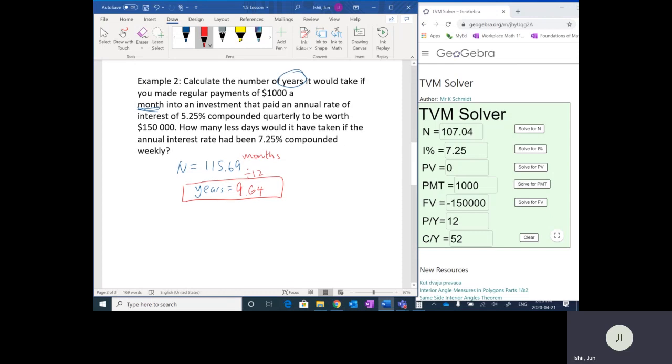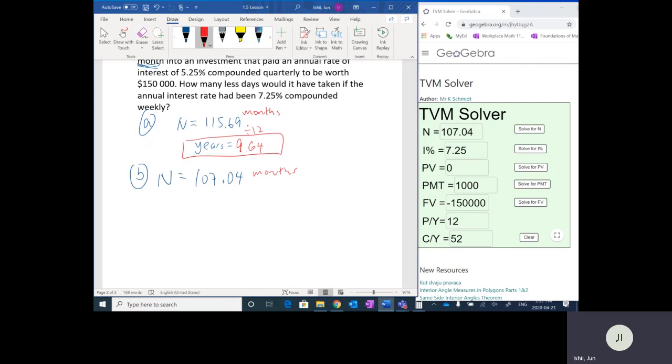Okay, so we'll call this part B. We'll call it part A. All right, so n is equal to 107.04. And this would be, again, the number of months. Okay. So it kind of makes sense, right? If we were going to compound it more often with a higher interest rate, it's going to take us less time.